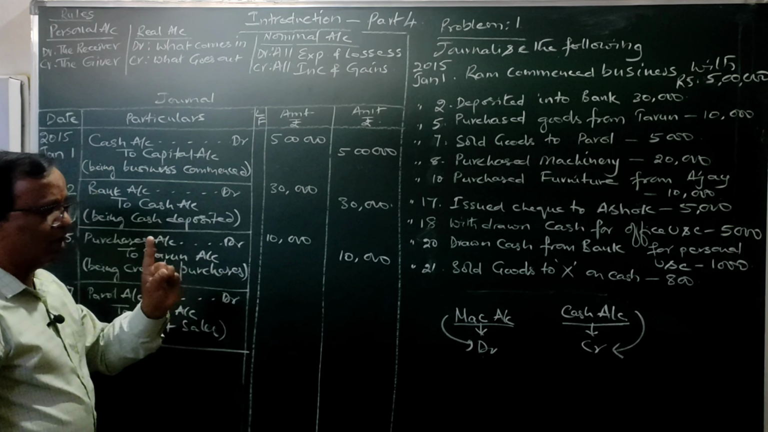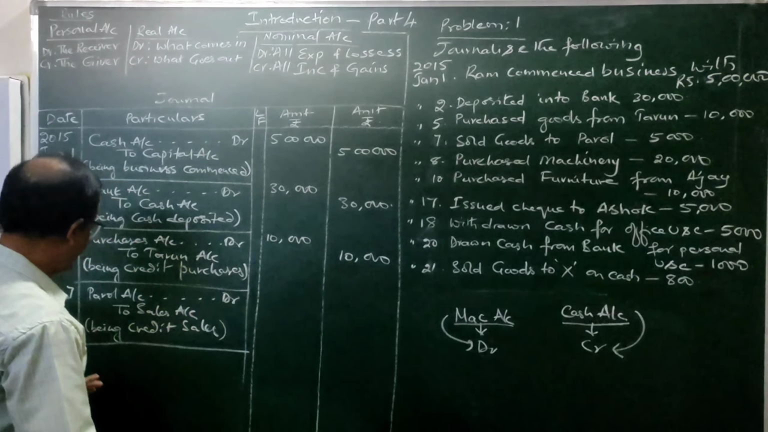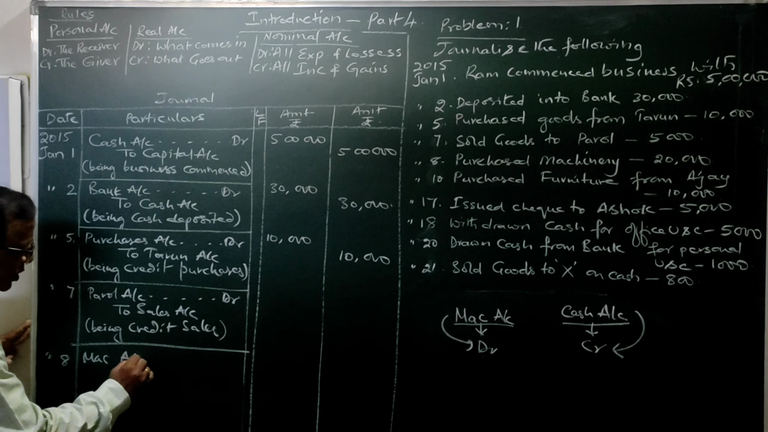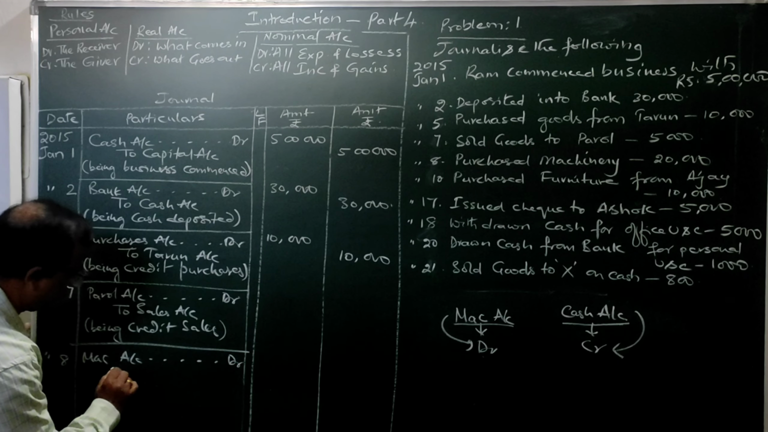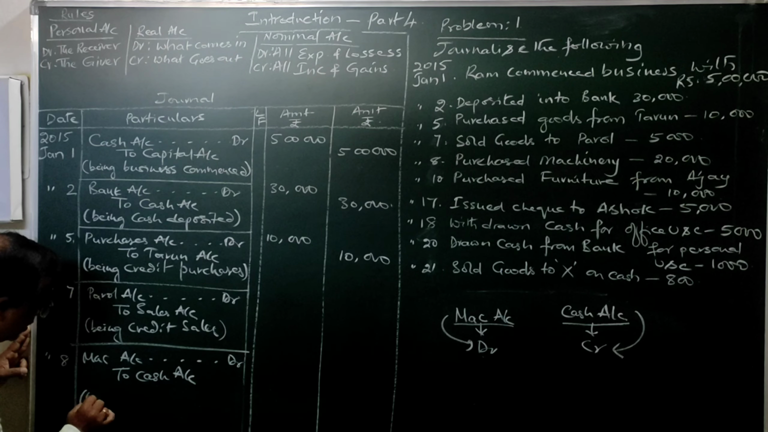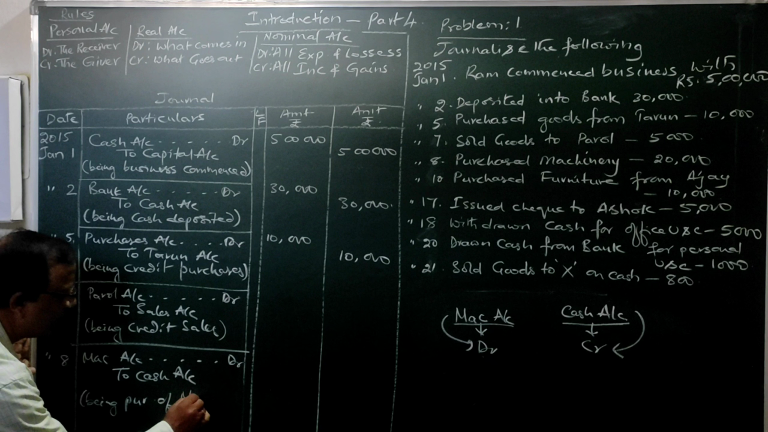So your entry should be machinery account debit to cash account. Machinery account debit to cash account. Being purchase of machinery.